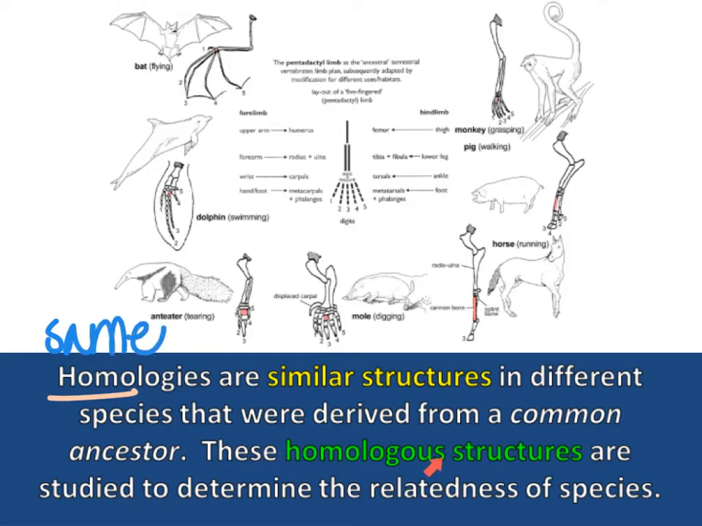These homologous structures are studied to determine the relatedness of species. On number 8, what are homologous structures? They are similar structures in different species. That is number 8. Similar structures in different species.